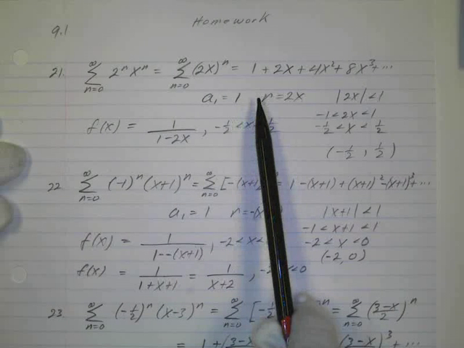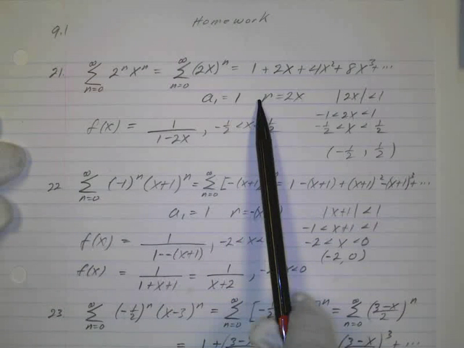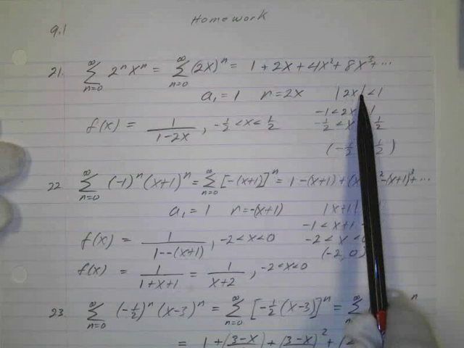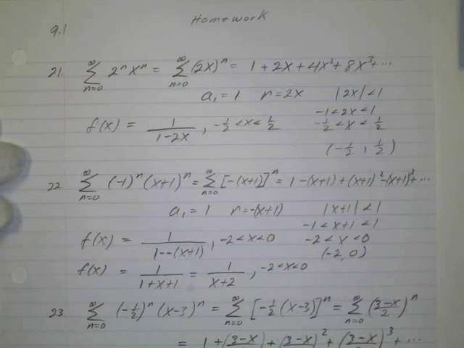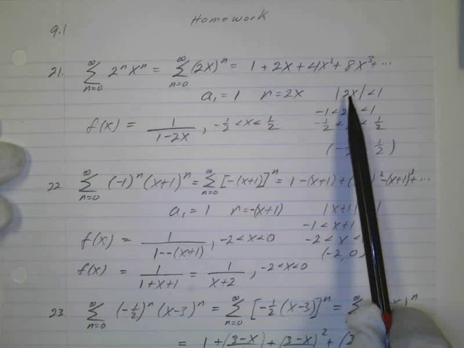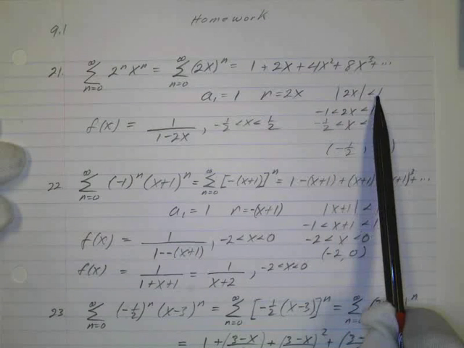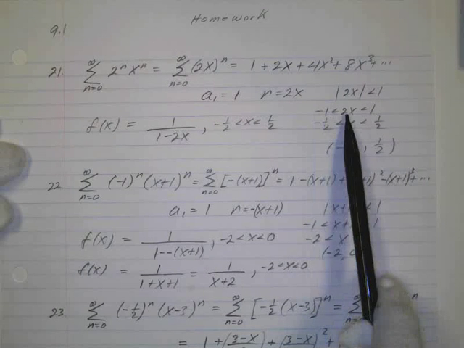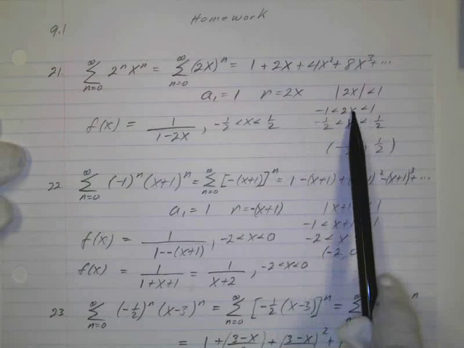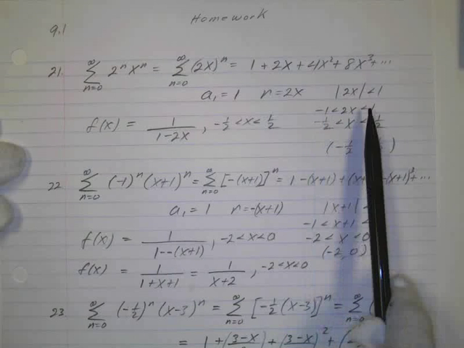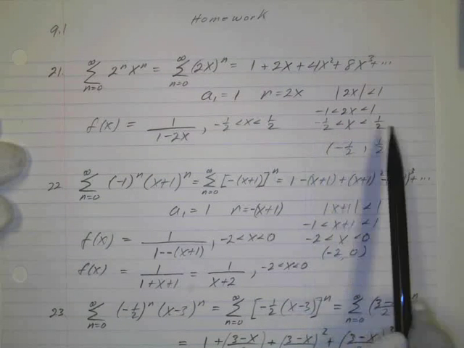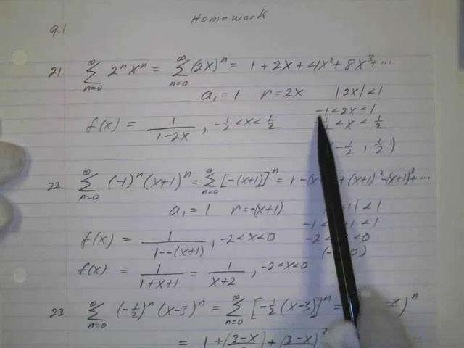Well, remember, this is going to converge if the absolute value of r is less than 1. Well, in this case, r is 2x. So that's going to converge, okay, when the absolute value of 2x is less than 1. And I can write this as -1 less than 2x less than 1. So 2x is between -1 and 1. And then if I just divide everything by 2, I get x is between -1/2 and 1/2.